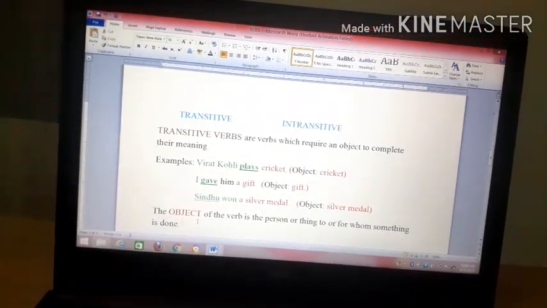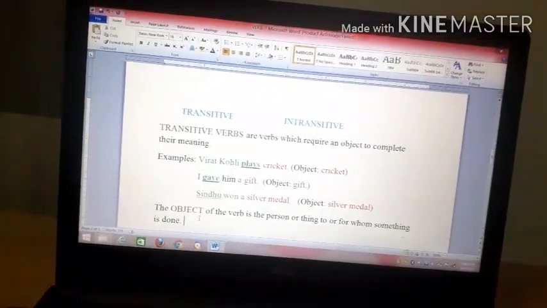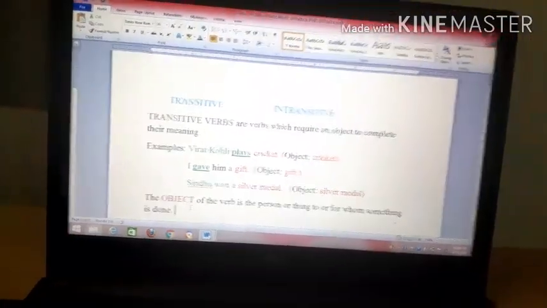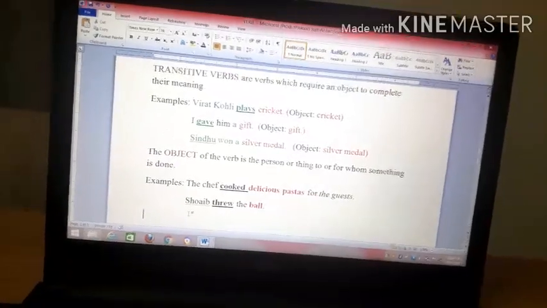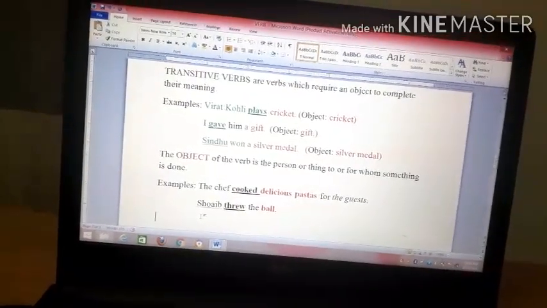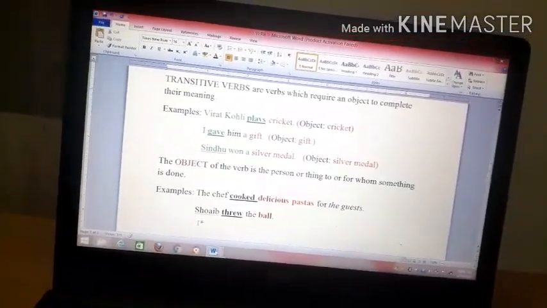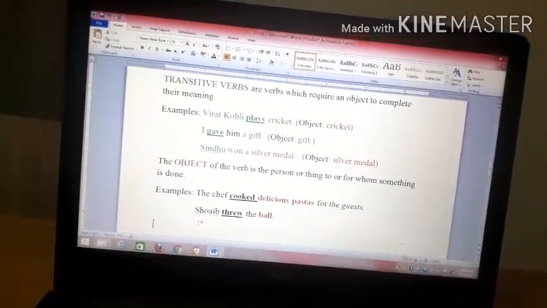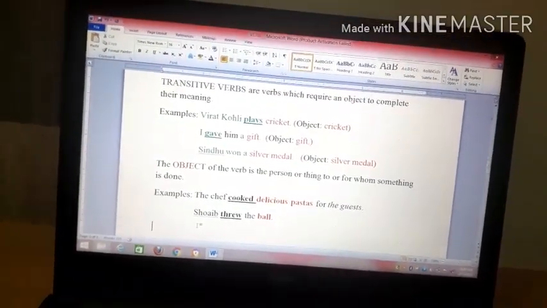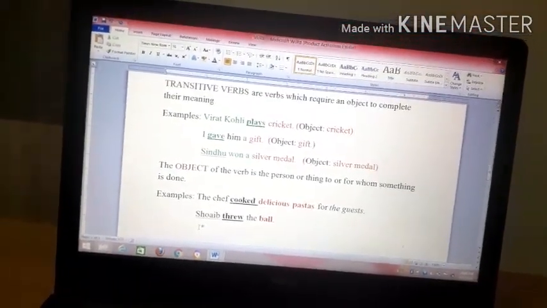Sindhu won a silver medal. What did Sindhu win? A silver medal. So here silver medal is the object. As I have already told you, transitive verbs require an object; only then can they complete their meaning. If I just say Virat Kohli plays, is it correct? An object is needed, isn't it? What does he play? Cricket. I gave him. What did I give him? A gift. Sindhu won. What? Silver medal. So an object is needed to complete their meaning.